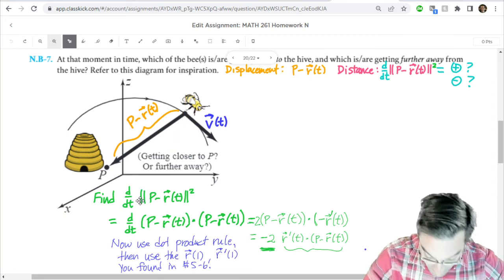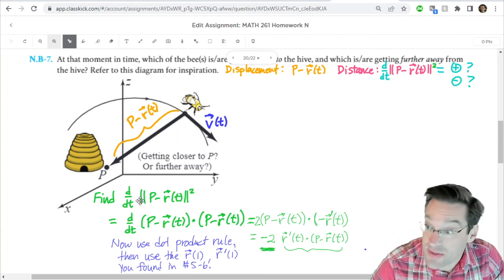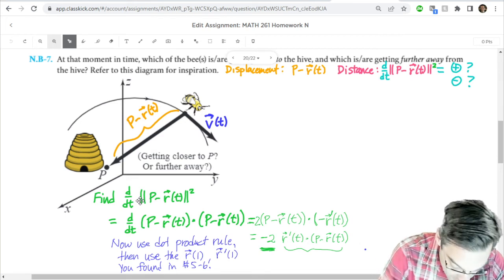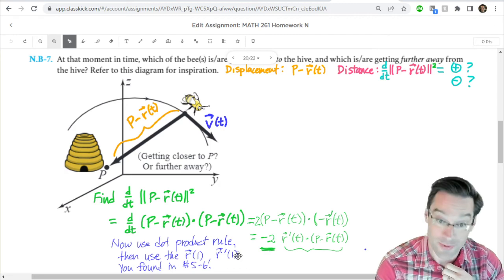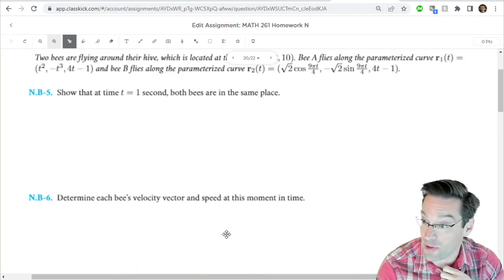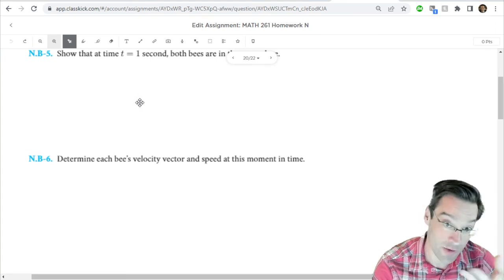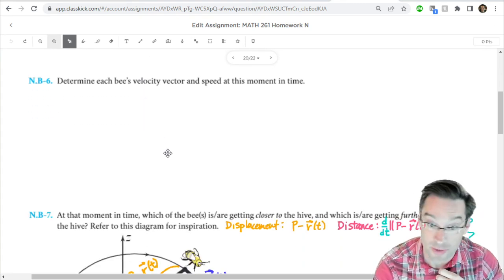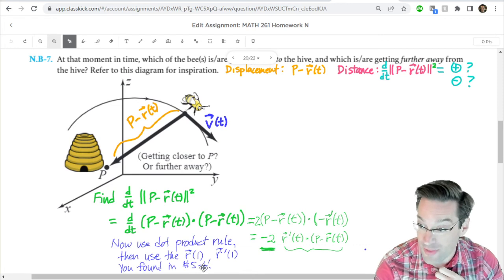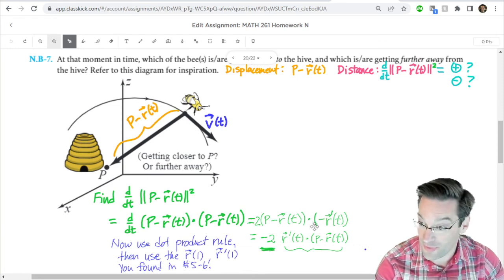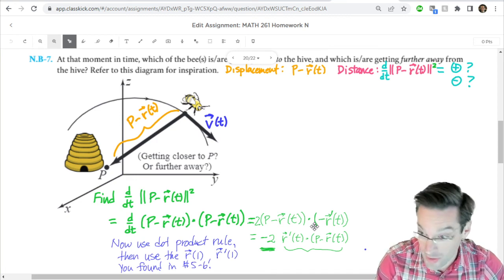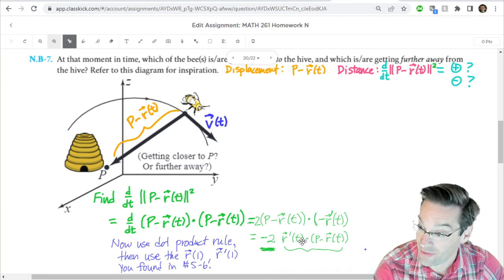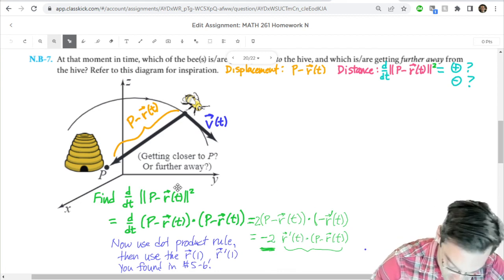So again, this is the path of least resistance, I think, especially because you already know what r of 1 and r prime of 1 are from the previous two problems. In question 5 you computed r of 1 for both bees, and in question 6 v of 1 for both bees. So you already did that work, and once you do out this time derivative, everything is going to be in terms of r prime of 1 and r of 1. You can just plug those vectors in, find out what this dot product comes out to be, and that tells you the time derivative.